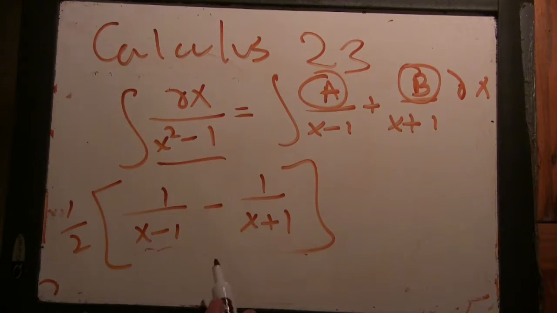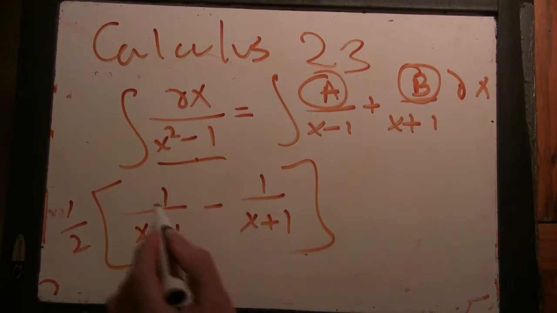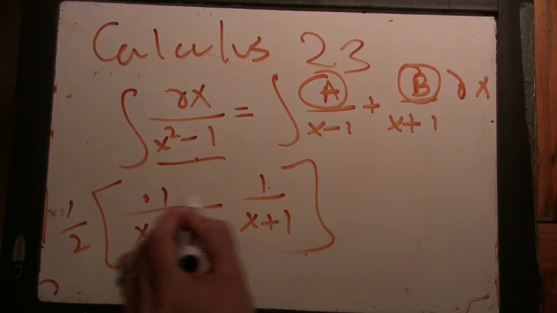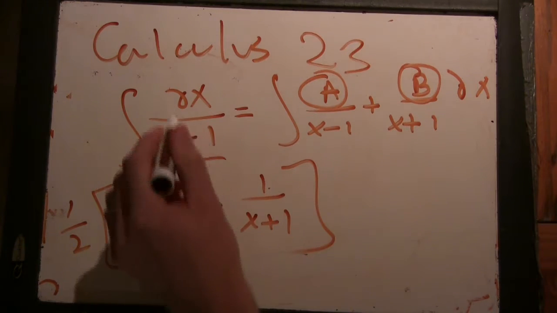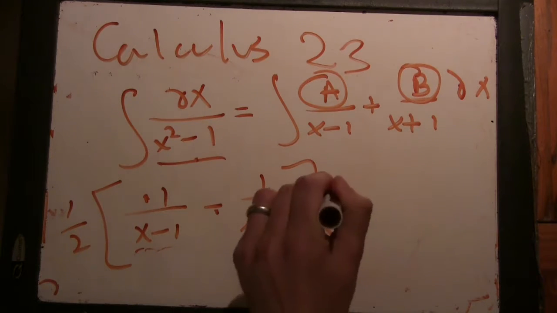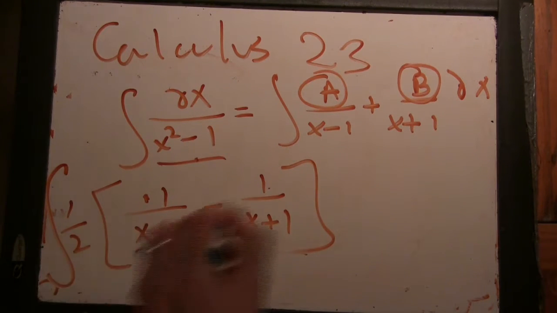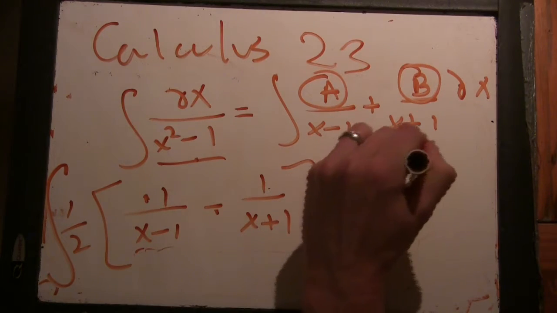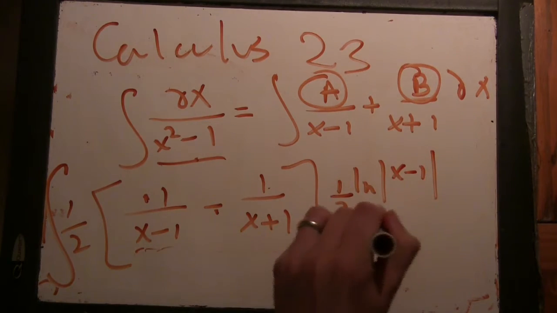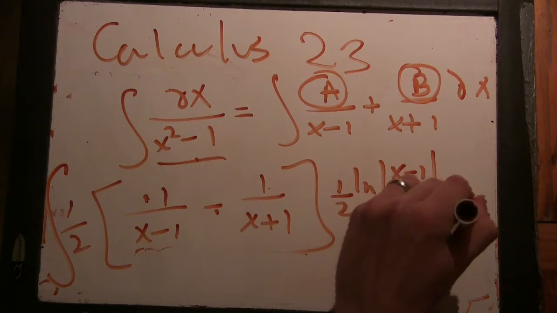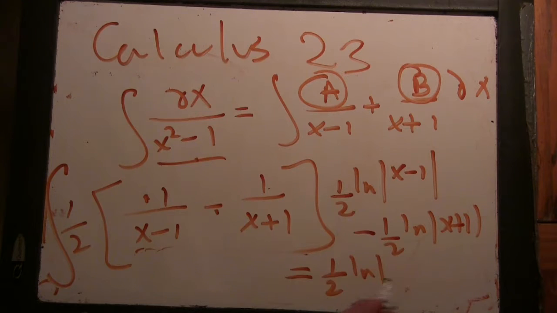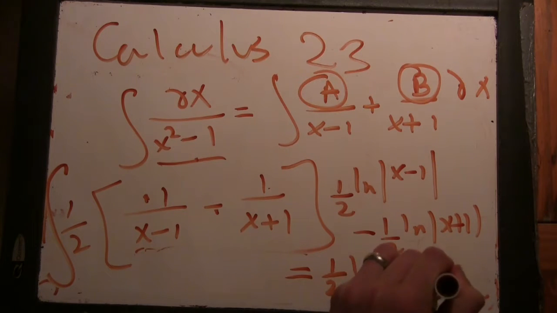See what happens when we combine these. You get a common denominator, which is going to be x squared minus 1. And you get x minus x, and then you get 1 minus minus 1. So you do get 1 over x squared minus 1. And so when you integrate this, you get 1/2 ln absolute value of x minus 1 minus 1/2 ln of absolute value of x plus 1, which we could just write as 1/2 ln of x minus 1 over x plus 1.